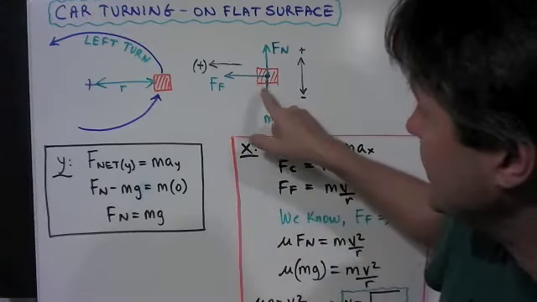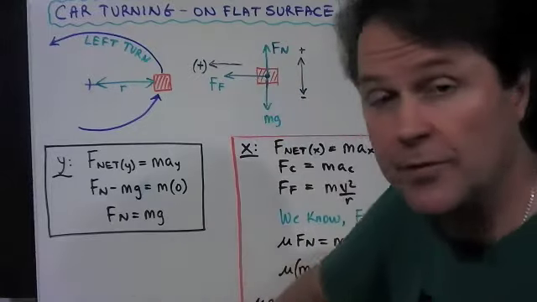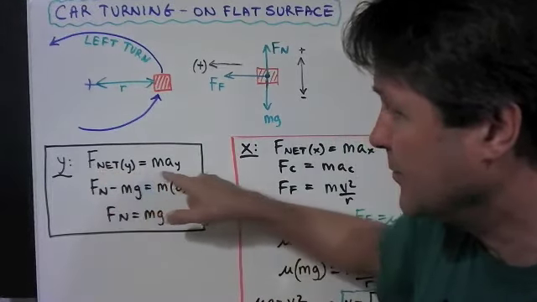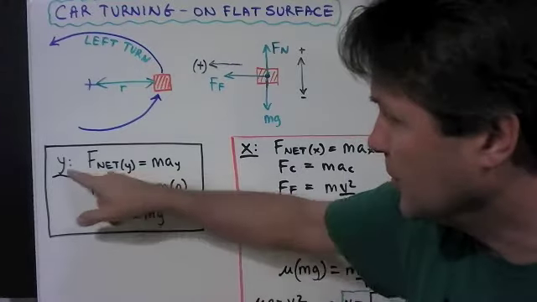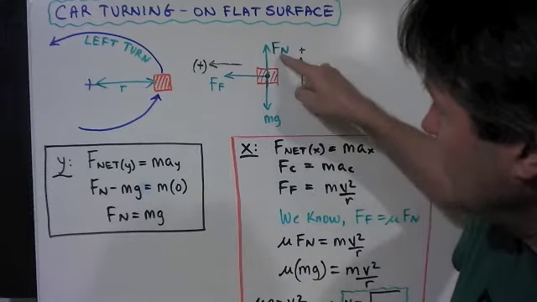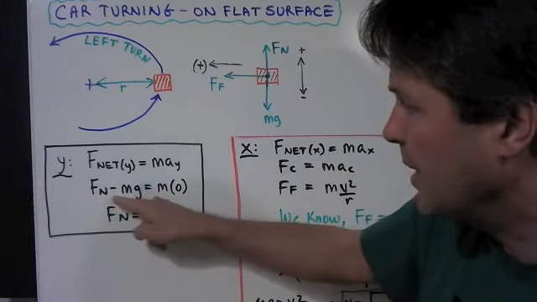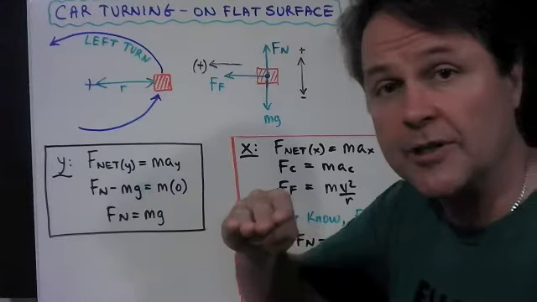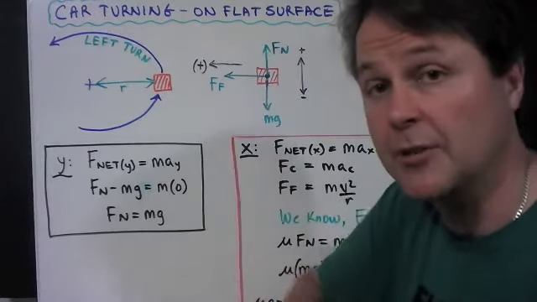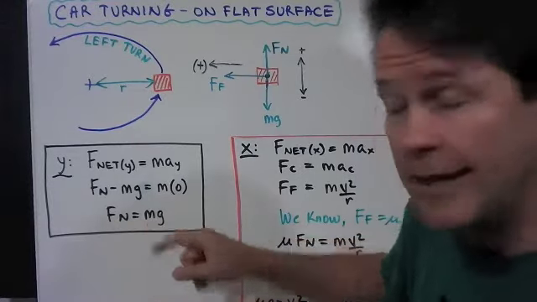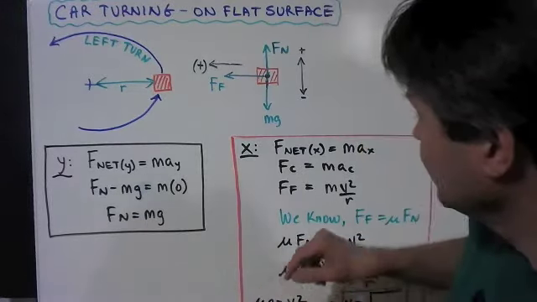So if we analyze the free body diagram in terms of Newton's second law, F net is equal to ma. This is for the y direction. We have two forces in the y direction, Fn and mg. Fn minus mg will equal m times 0. The object is not moving up or down, so the acceleration is equal to 0. So that means Fn is equal to mg in this case.